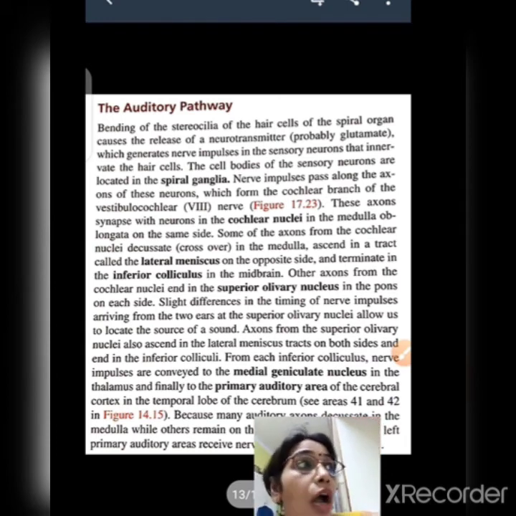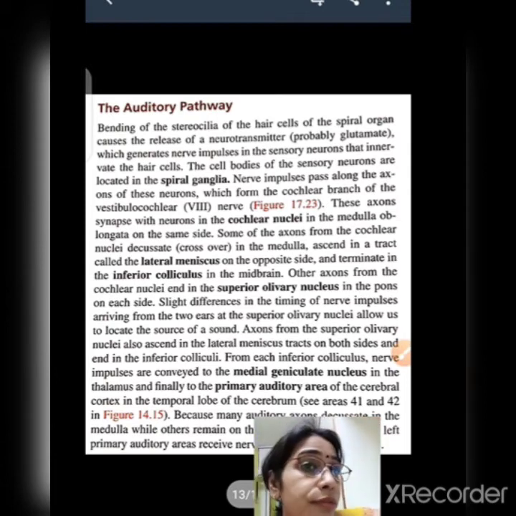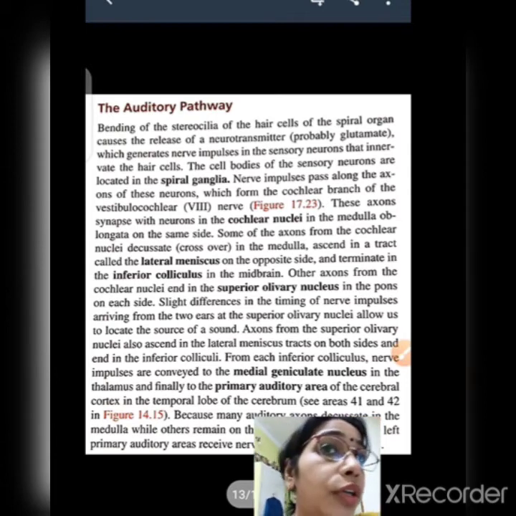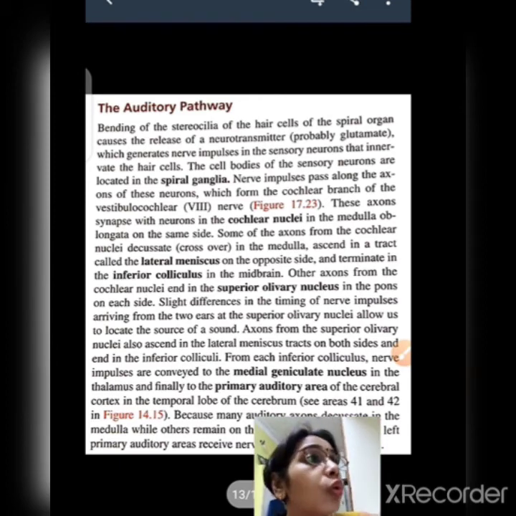So how is hearing maintained, how are the sound waves conducted from the ear to the brain through your auditory cranial nerve? And equilibrium is maintained by the vestibulocochlear nerve. So first we'll study the auditory pathway.